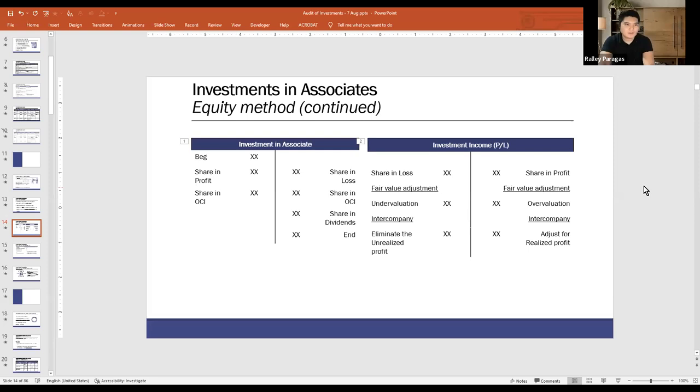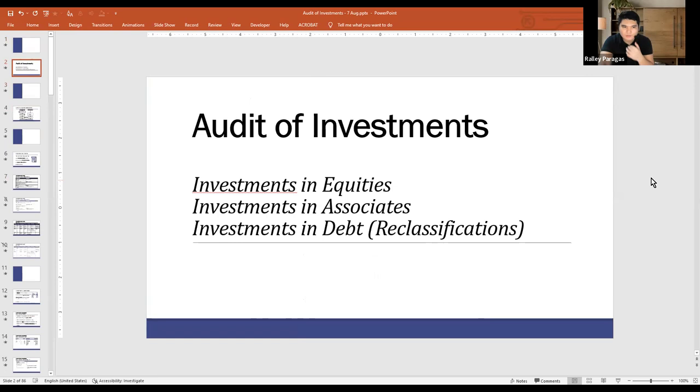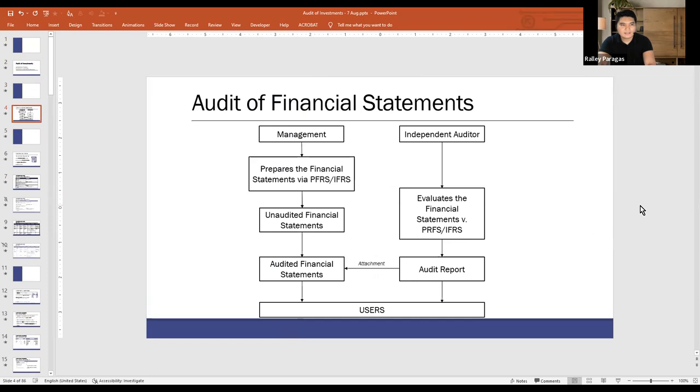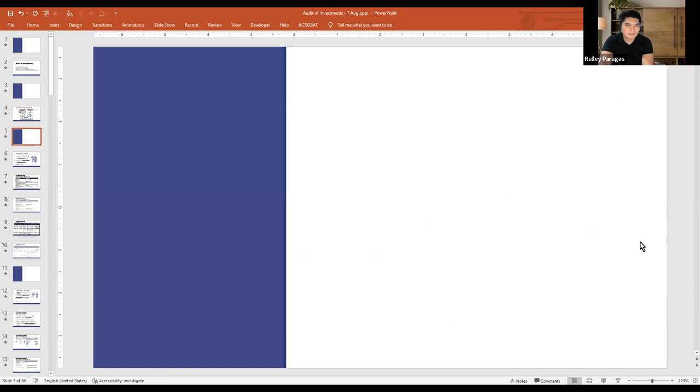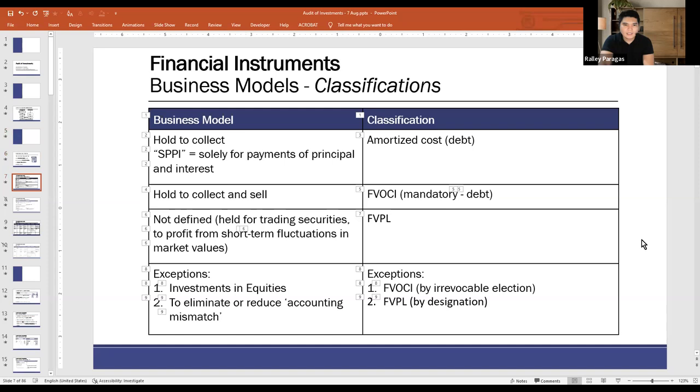So balikan lang natin again, we focus on audit of investments, no? Audit of equities, associates, and then meron din tayong debt. Although for this particular session, hindi na natin na-cover yung reclassifications, no? Pero recap natin kung ano yung na-discuss natin. Again, nag-discuss tayo. What is an audit of financial statements, no? Binalikan natin yung objective. We basically mentioned that for you to be able to perform an audit of financial statements, dapat alam mo yung financial accounting theory mo, which we discussed, no, particularly for investments. And then we also reviewed what actually are financial instruments, what are our various classifications, coming from our different business models in accounting for financial instruments. So depending on the business model, the classification follows suit. So kung ano yung business model, may classification, and then there are a few exceptions.